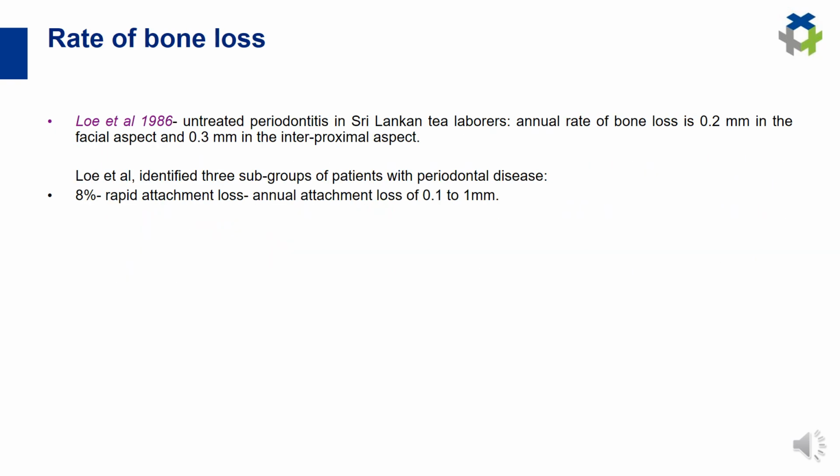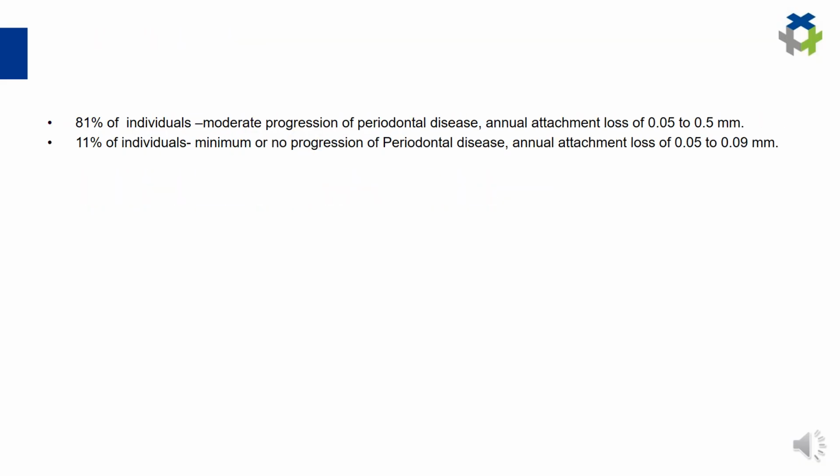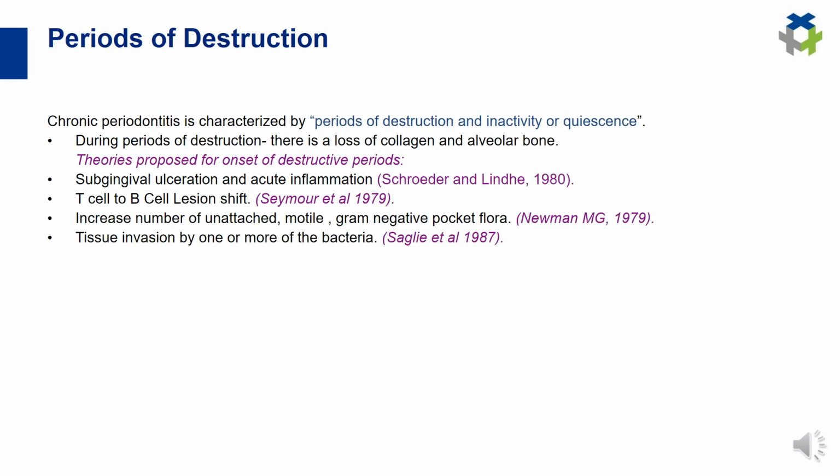The rate of bone loss. Löe et al. in 1986 reported on untreated periodontitis in Sri Lankan tea laborers and saw an annual rate of bone loss of 0.2 mm on the facial aspect and 0.3 mm on the interproximal aspect. 81% of the individuals had moderate progression of the disease, with an annual attachment loss of 0.05 to 0.5 mm, and 11% of the individuals had minimal or no progression of periodontal disease, with an annual attachment loss of 0.05 to 0.09 mm.